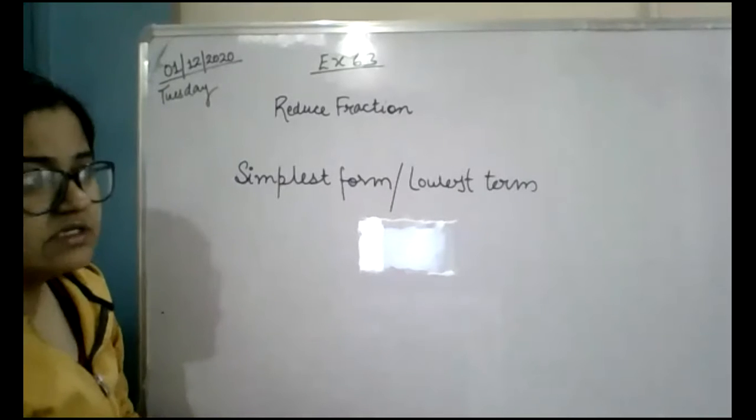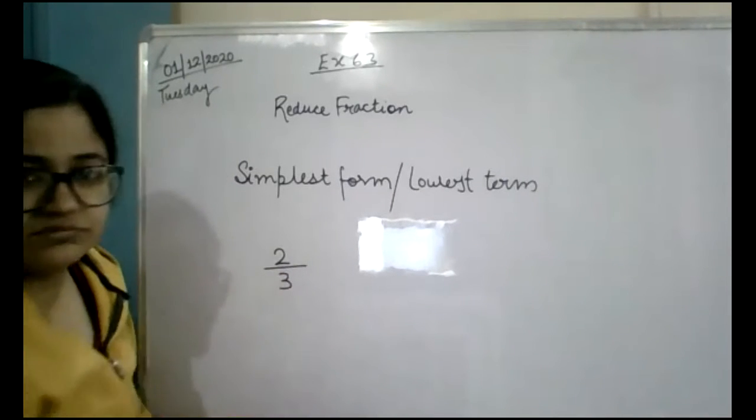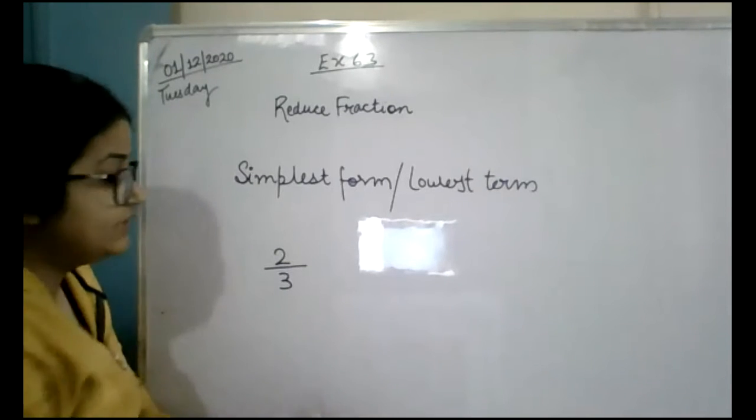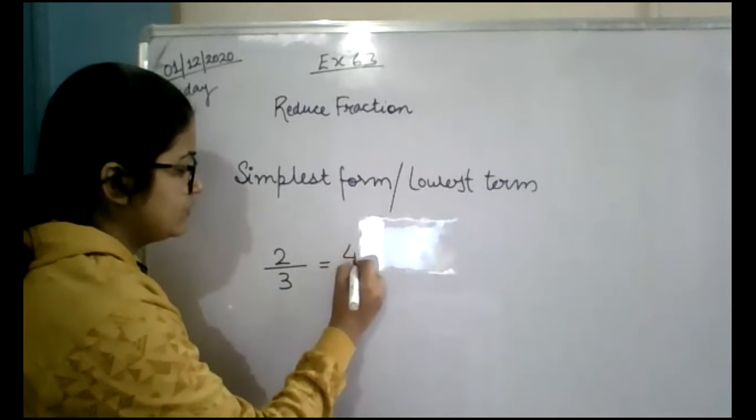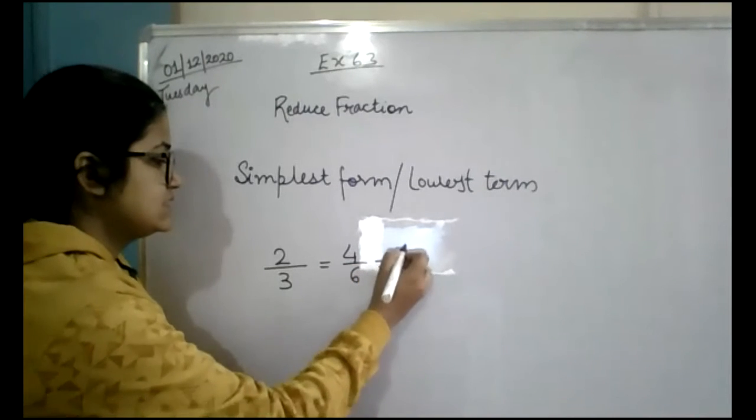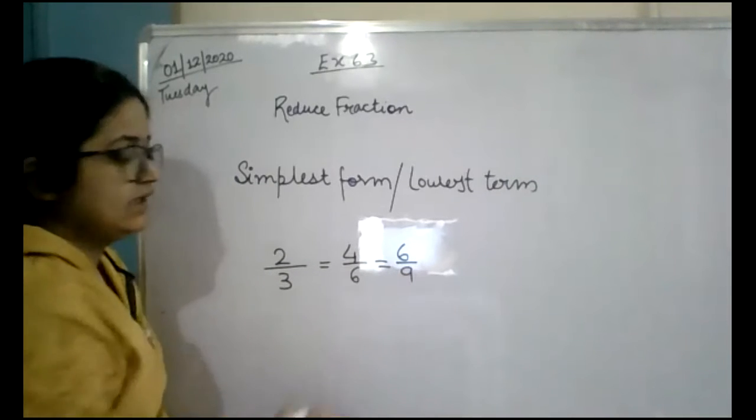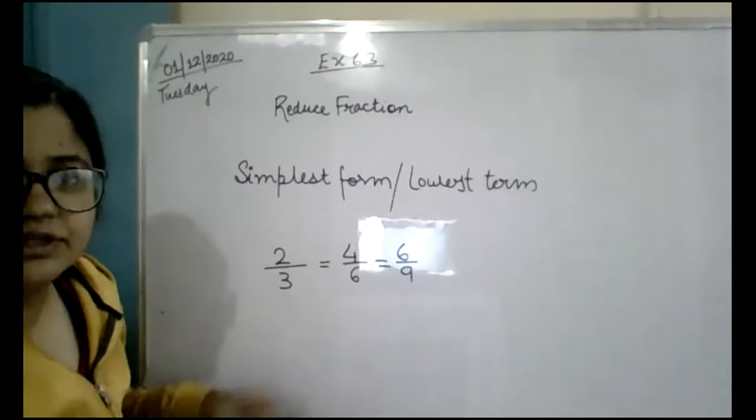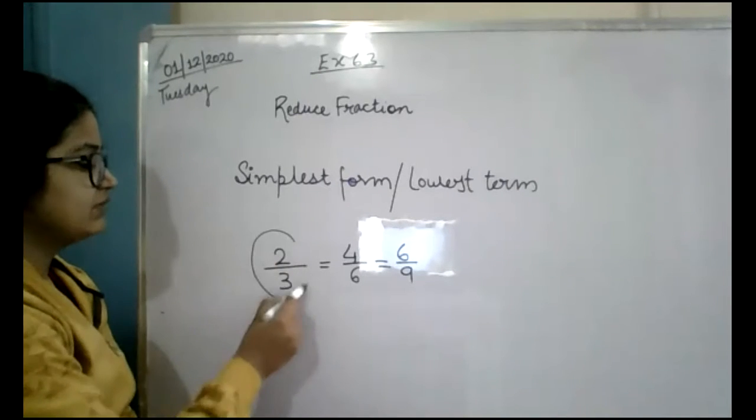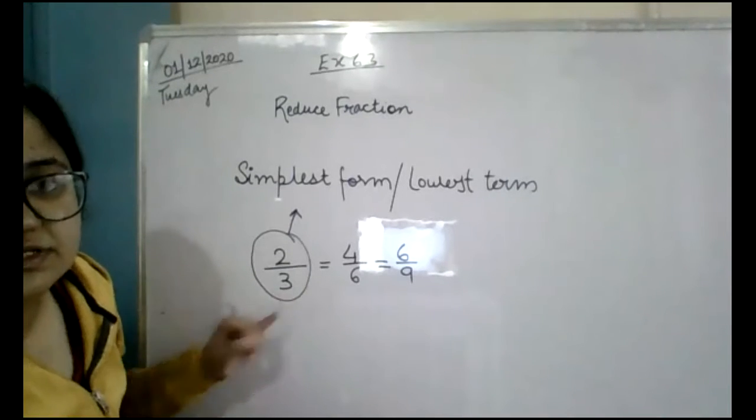What is it? See beta, if you know this fraction 2 upon 3, we know it can also be written as 4 upon 6. Can also be written as 6 upon 9, since 2 3s are 6, 3 3s are 9. Right? They all are equivalent fractions. But simplest form is only this one. This number is known as the simplest form.